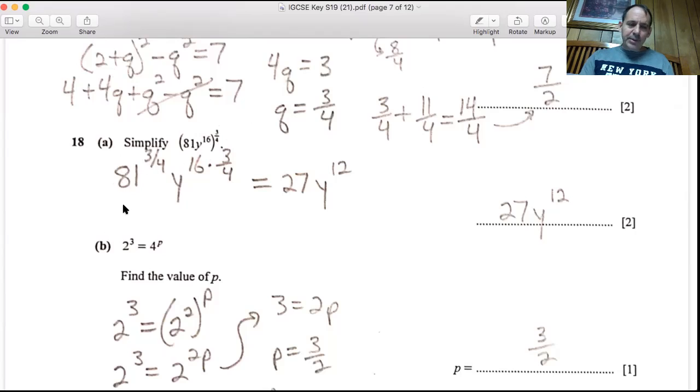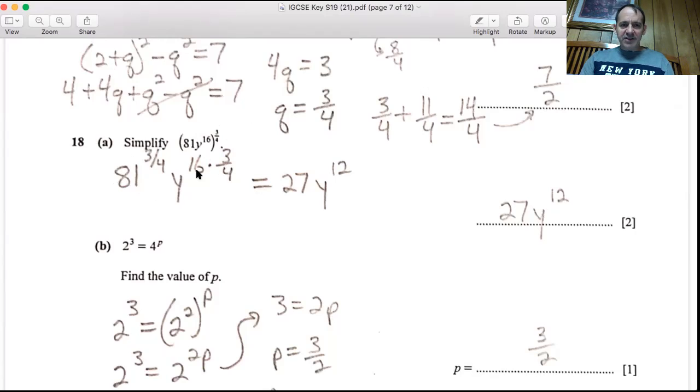On the 81, you can do it in your calculator, or you can do it mentally. The bottom part of the fraction is your root, so the fourth root of 81 is 3. The top number is your exponent. 3 cubed then is your 27, or you just do it in your calculator.